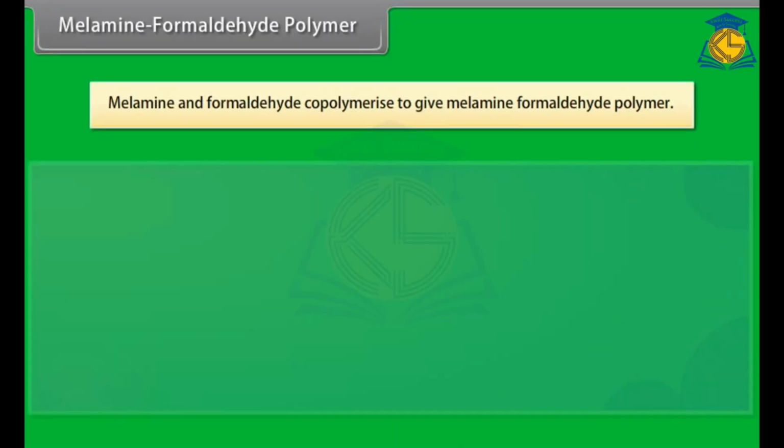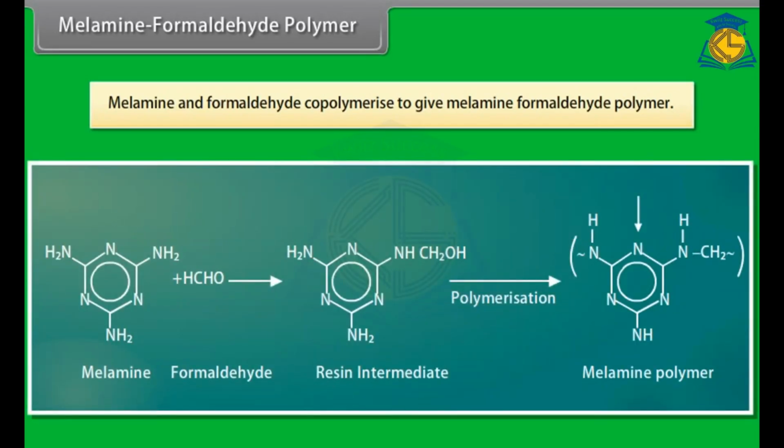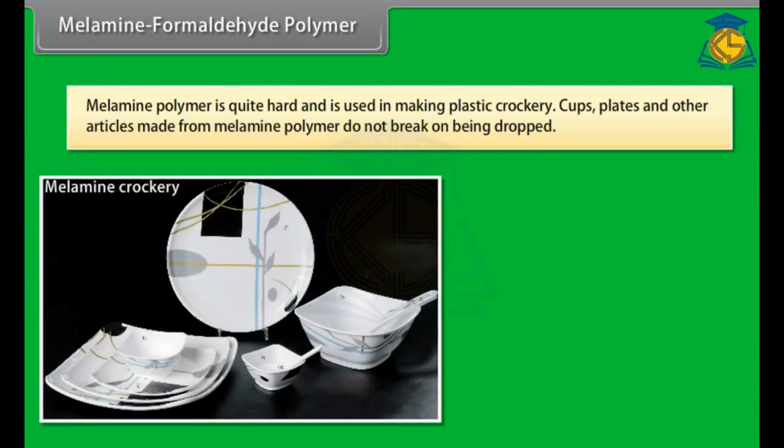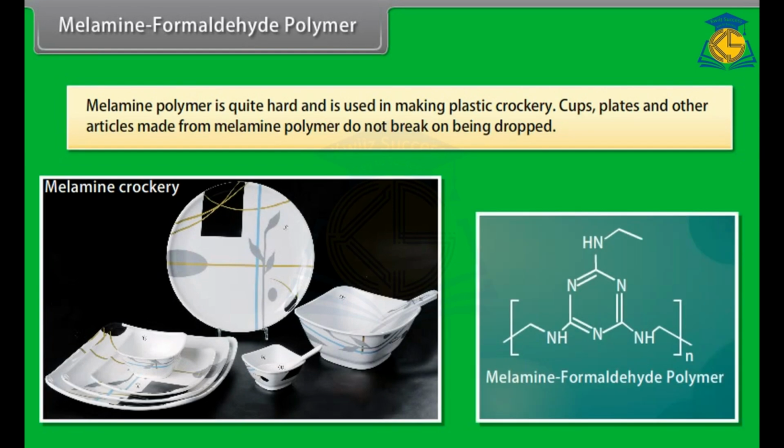Melamine formaldehyde polymer. Melamine and formaldehyde copolymerize to give melamine formaldehyde polymer. Melamine polymer is quite hard and is used in making plastic crockery, cups, plates and other articles made from melamine polymer do not break on being dropped.